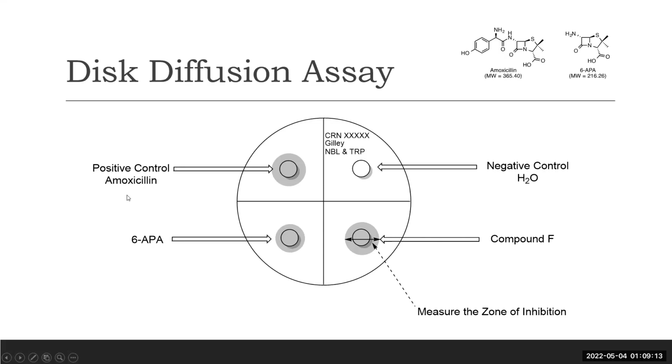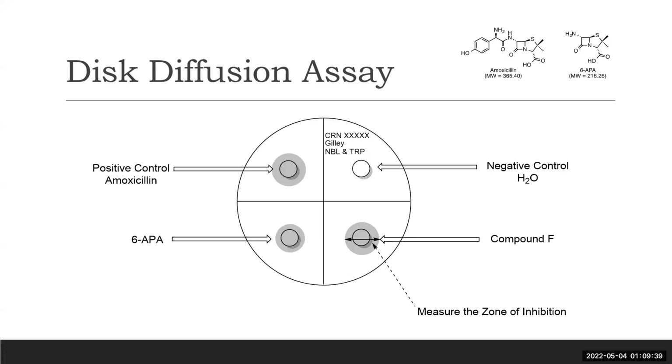This will actually be used at 10 times less concentration than our compound. If we tested it at the same concentration as the compound, it would overwhelm the plate. The zone of inhibition would just be too large. So while our compound will be tested at 4 milligrams per milliliter, the amoxicillin is given at 0.4 milligrams per milliliter.